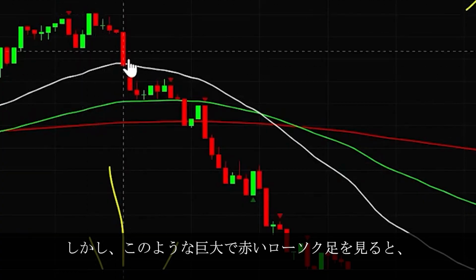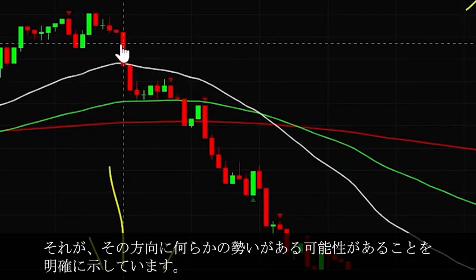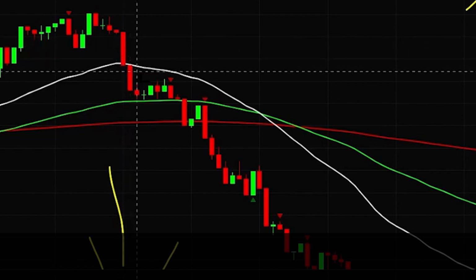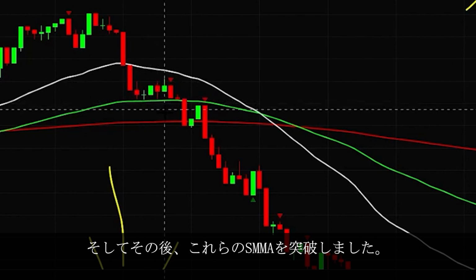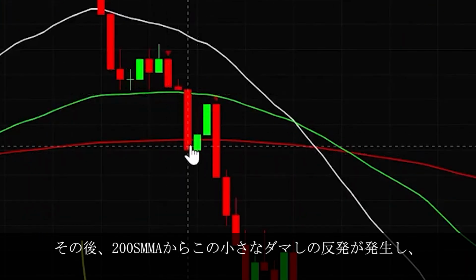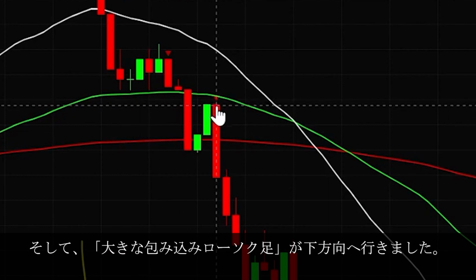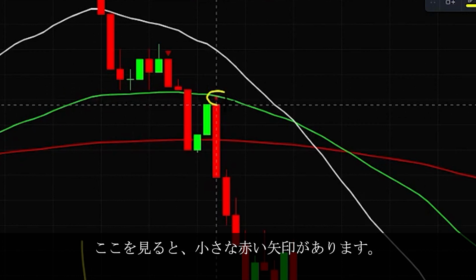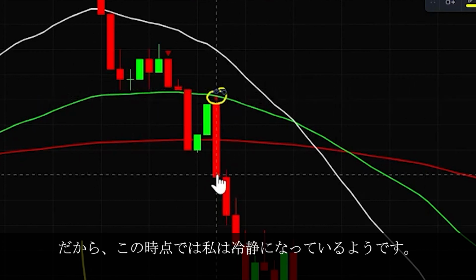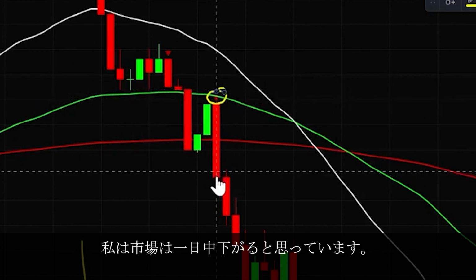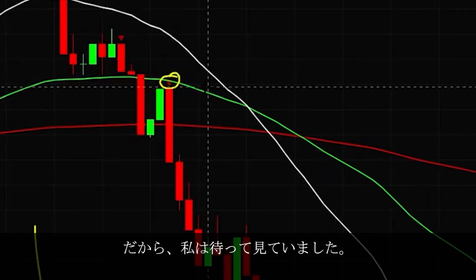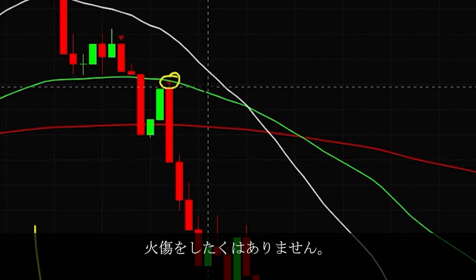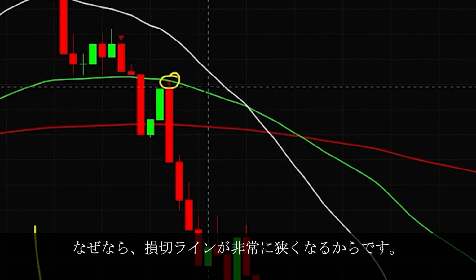But when you see huge red candles like this, that's a clear indication that there might be some momentum in that direction. So I waited a bit, and then I waited, and it broke through these moving averages subsequently. Then we got this little tiny fake bounce off of the 200 and a big fat engulfing candle to the downside. You can see right here, there's a little tiny red arrow. So at this point, I'm like, cool, I think the markets are gonna go down all day. So I waited and I watched. You have to be super patient with this because each candlestick is 1 minute. You do not want to get burned because your stop losses are going to be very, very tight.